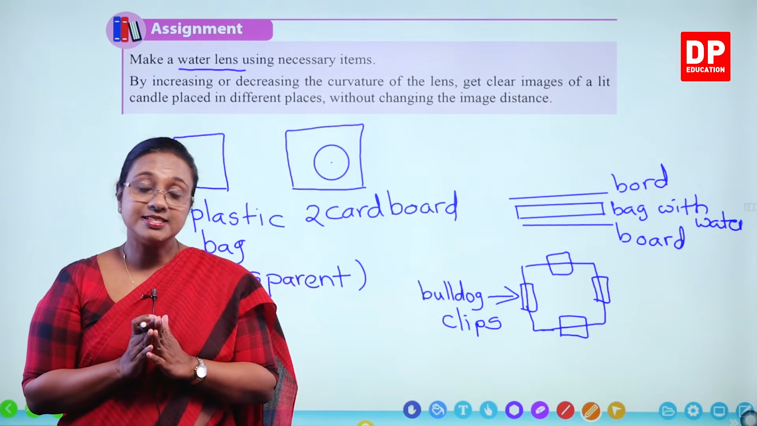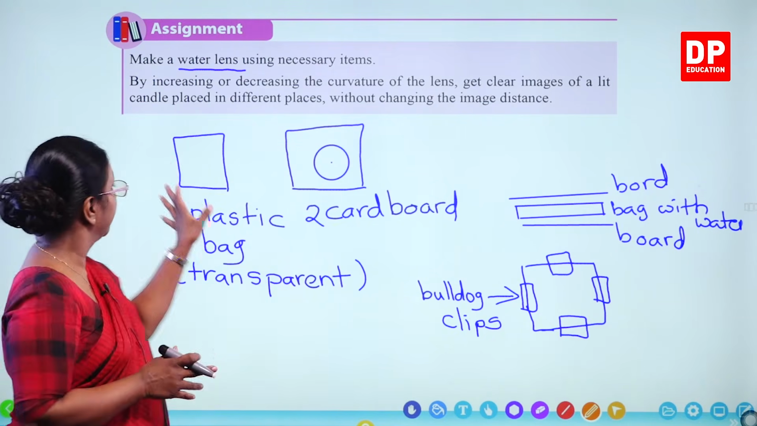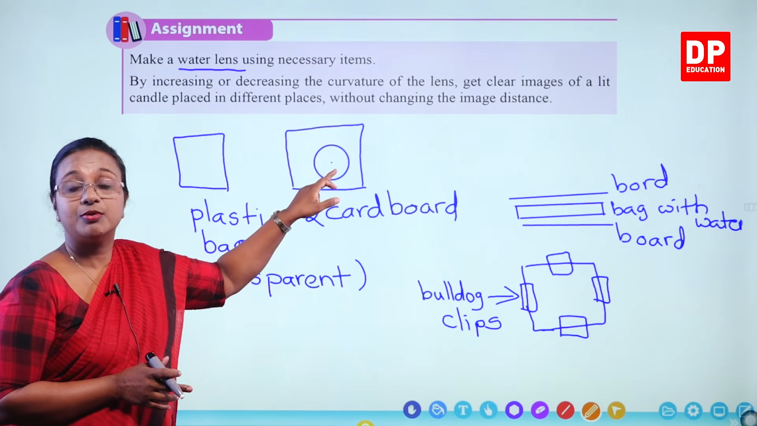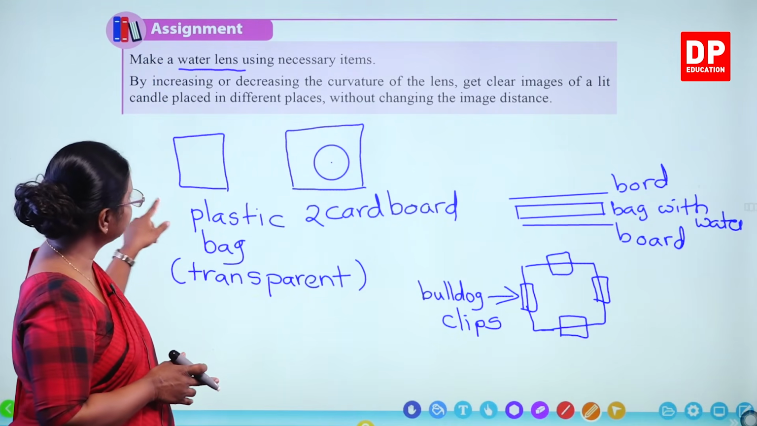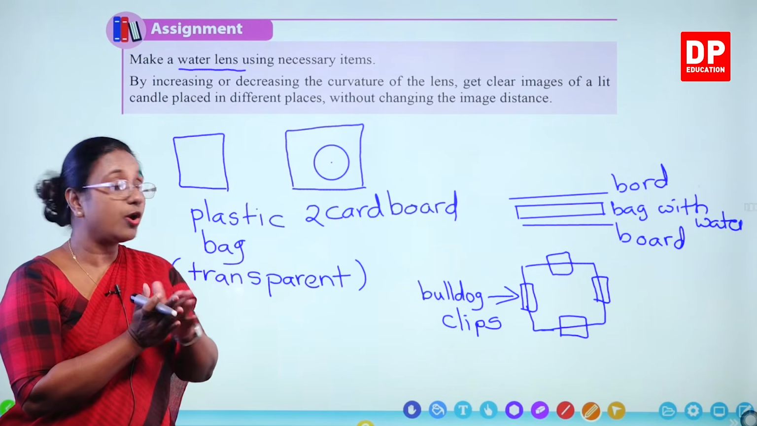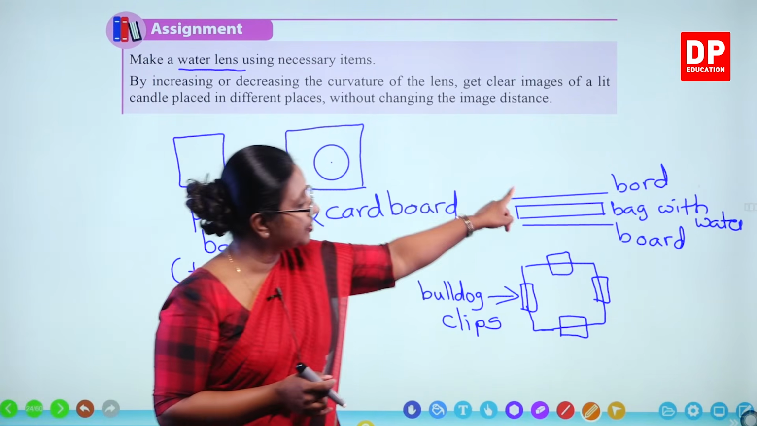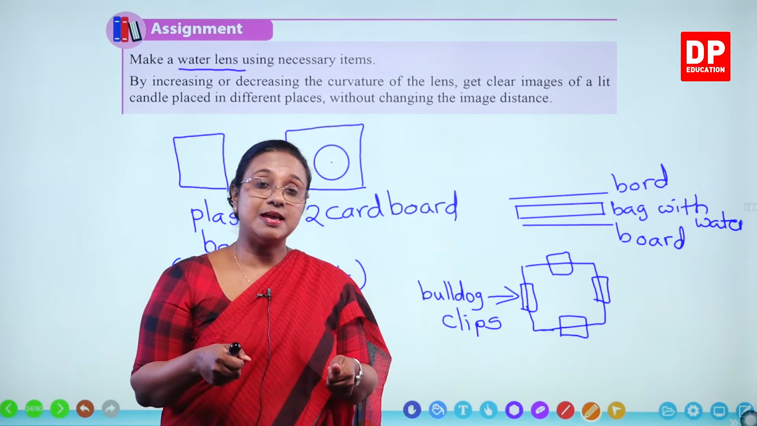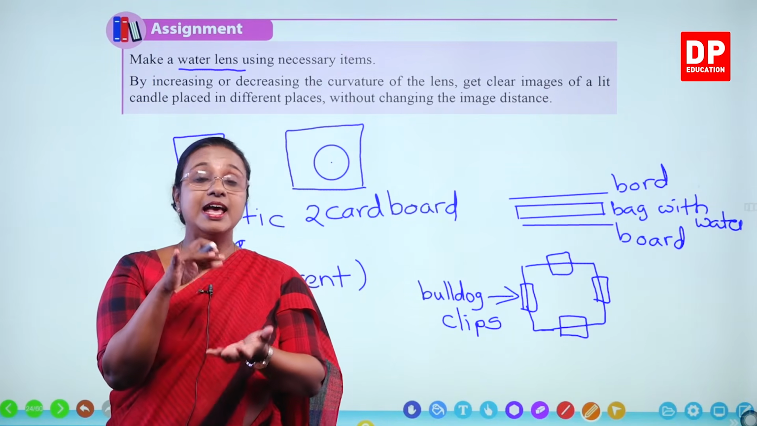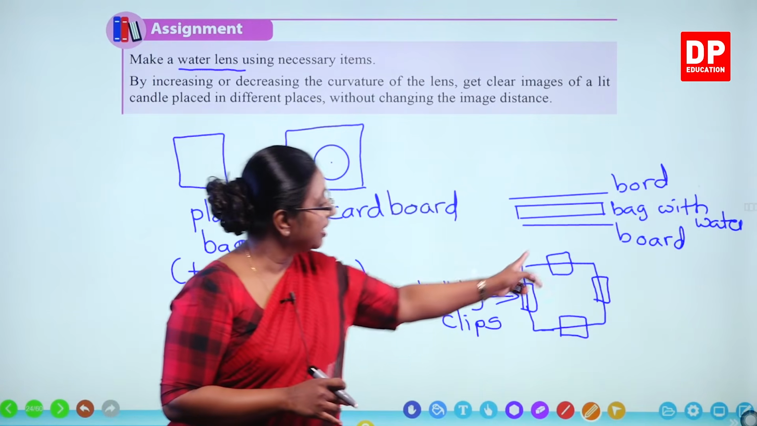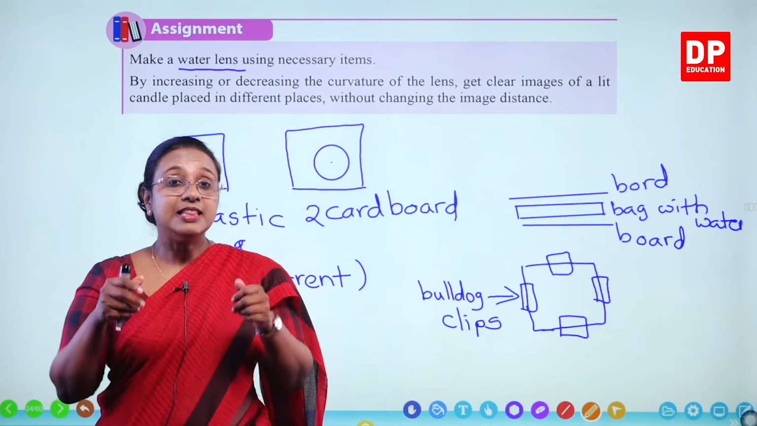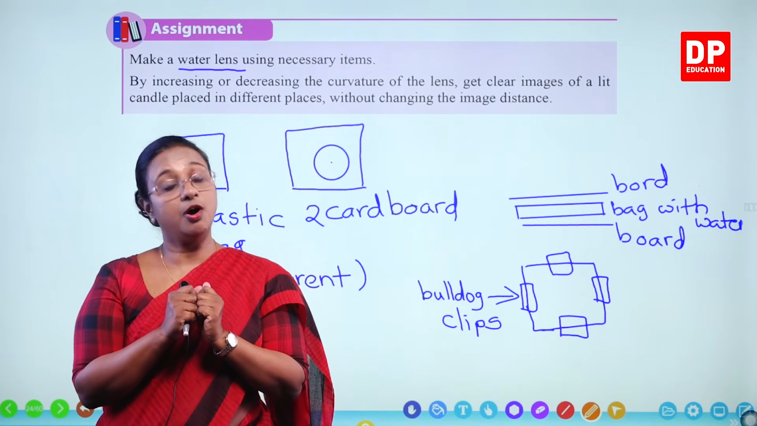So did you all understand what you are supposed to do? Take 2 cardboards, make the same size circular holes in it, and have a plastic transparent bag with water. Place that bag with water in between the 2 cardboards like this, and when you press them together, you can see the water rising on either side like a lens. And then you put bulldog clips to keep it in place. Then you try to observe the objects.